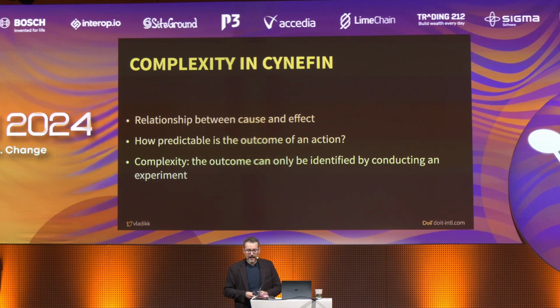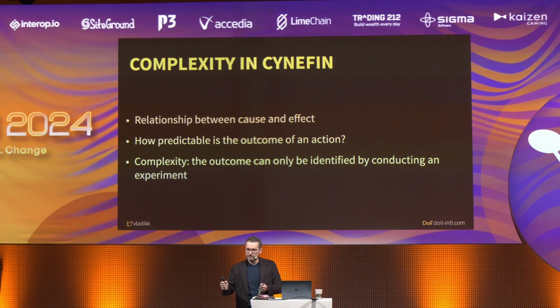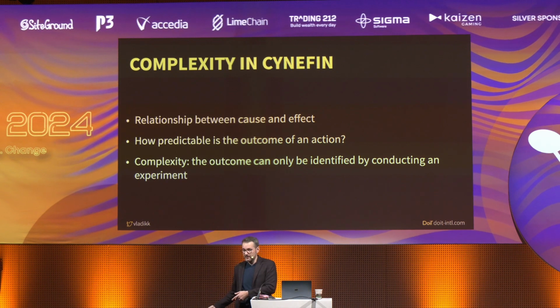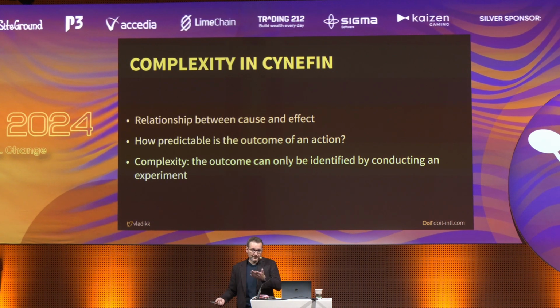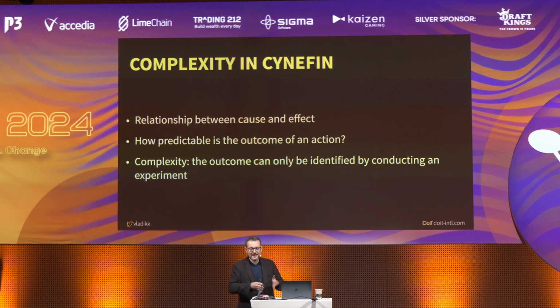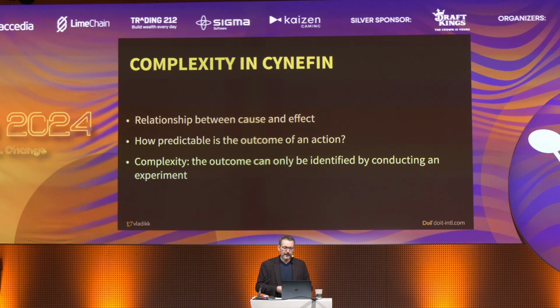For example, let's say you are working on a system and you want to change something. And when you apply the change, you know exactly what's going to happen. And that's exactly what happens after that change. That's not complexity. That's rather an obvious or clear system.